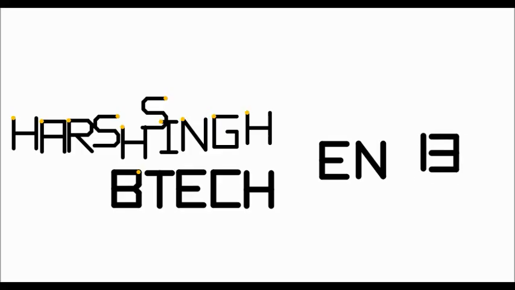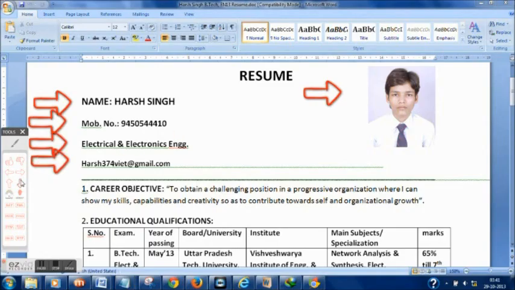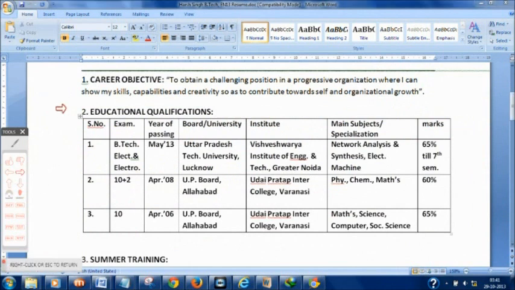So first of all, make your resume name like mine is Harsh Singh BTech EN13 resume. It shows you first my name, second my stream, third my branch, fourth my year of passing. Maybe in TCS it may not be so useful, but in future it does matter.